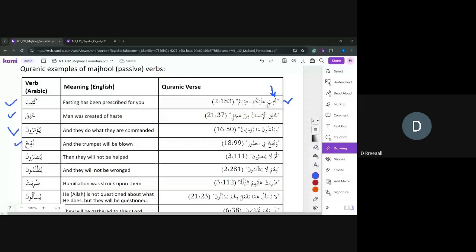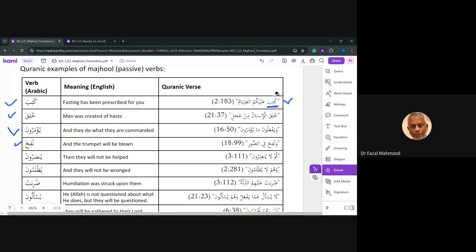The fail majhul is kutiba, and the naib fa'il is alaykum. Alaykum is jar majroor. As-siyam.